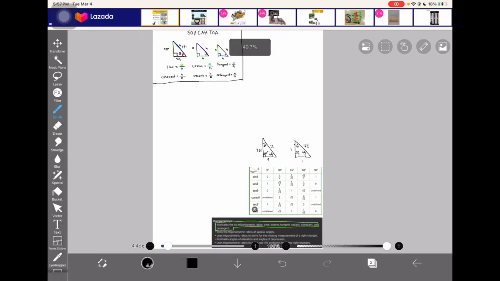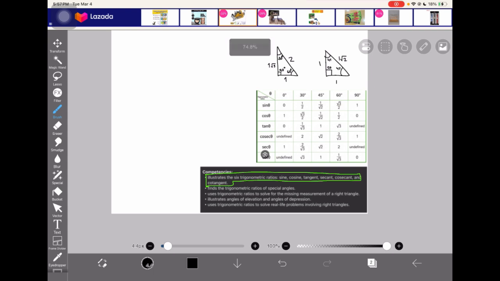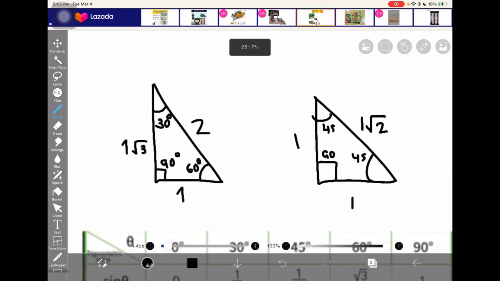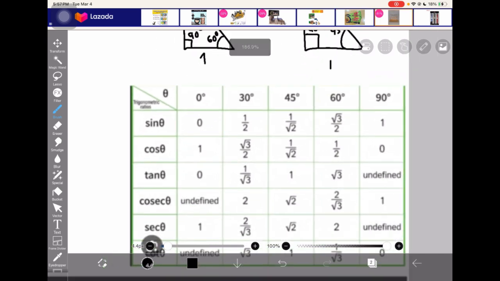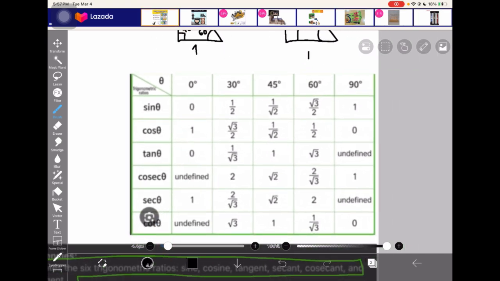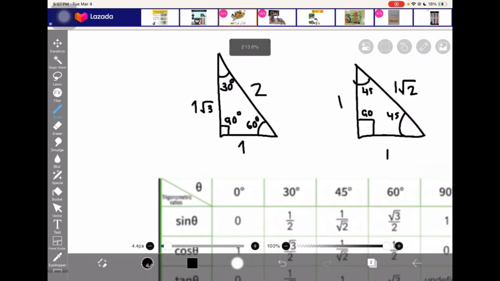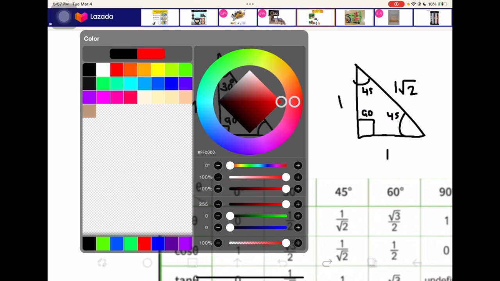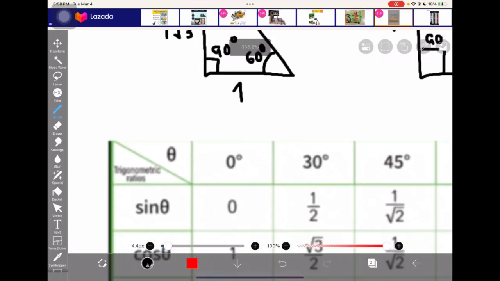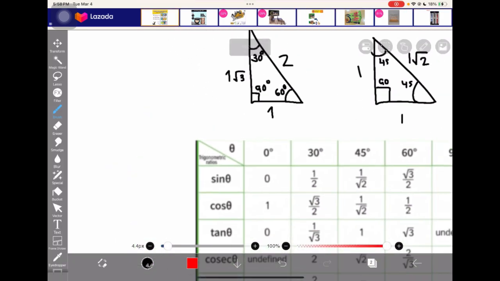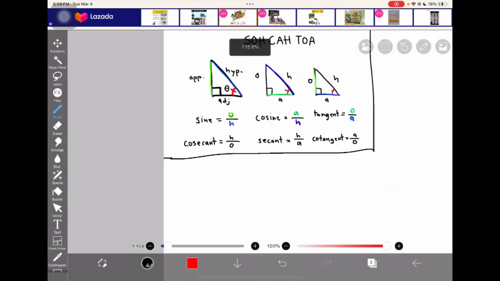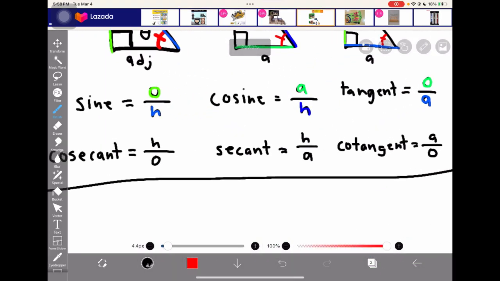Now that we've illustrated the six trigonometric ratios, the reason why we need a calculator is because trigonometry uses very specific numbers. However, for some cases, as in these special right triangles, you can easily use this table to figure out the values. So, let's start. First, let's try the sine of 0. To find the sine of 0 degrees, we just need to remember opposite over hypotenuse.